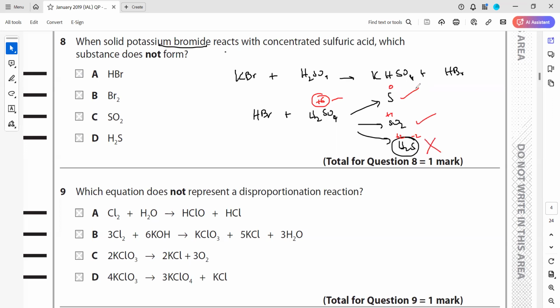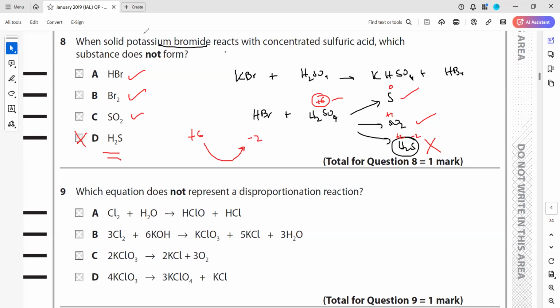Sulfur dioxide and sulfur can form. Even bromine can also form. So HBr is there, bromine is there, sulfur dioxide is there, but hydrogen sulfide should reduce the sulfur from +6 to -2. Means the change in oxidation number for sulfur is +6 to -2 when it forms hydrogen sulfide from sulfuric acid, which is a very great amount of reduction. That's why this is not possible with HBr or potassium bromide.